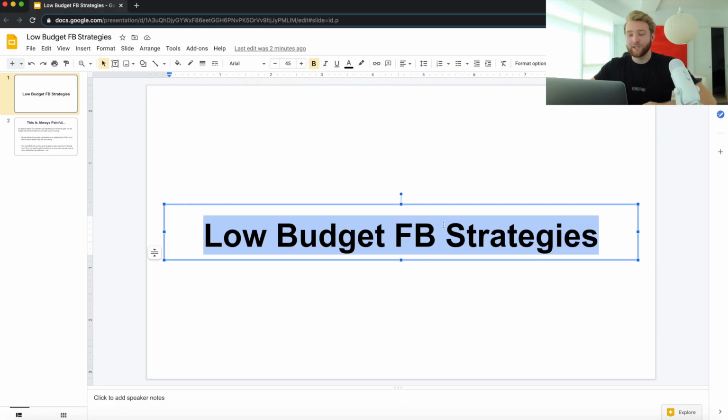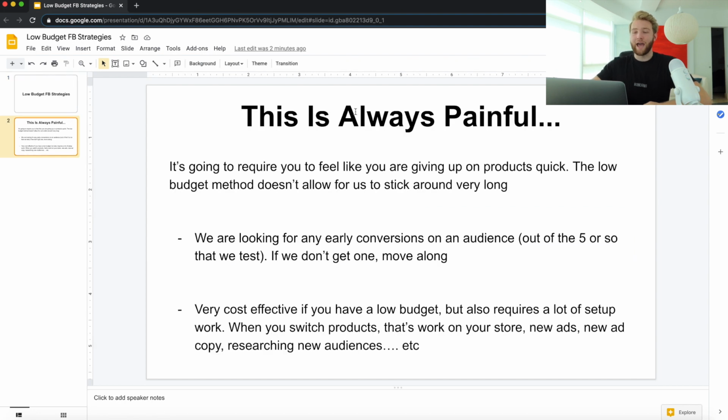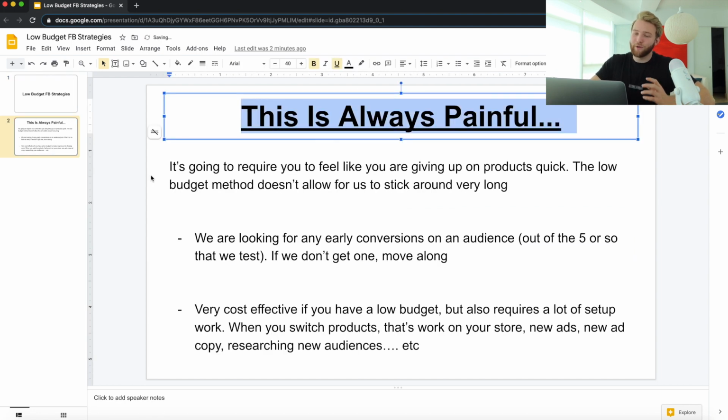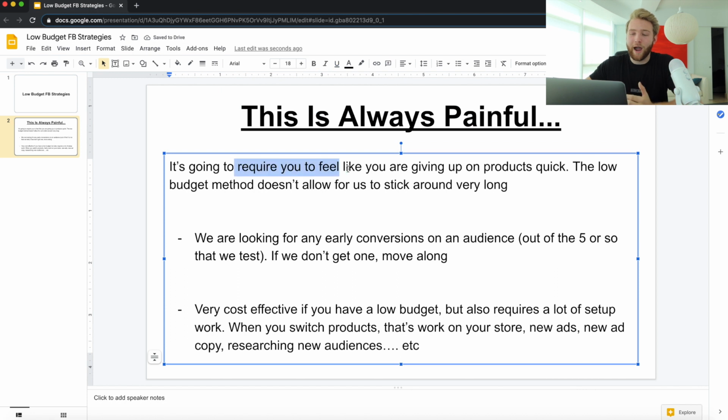Okay, so let's talk about the low budget strategies. Now, this is always painful, and a lot of people don't think about this, but it's going to require, keyword there, you're going to feel like you're giving up on products too quickly. But if you want to keep your testing to $100, $200, $300 per product, you're going to have to do that. Because if you're launching 5 ad sets at $10 a day, you get to $200 pretty dang quick. That's only 4 days. So that low budget method doesn't really allow for us to stick around very long.